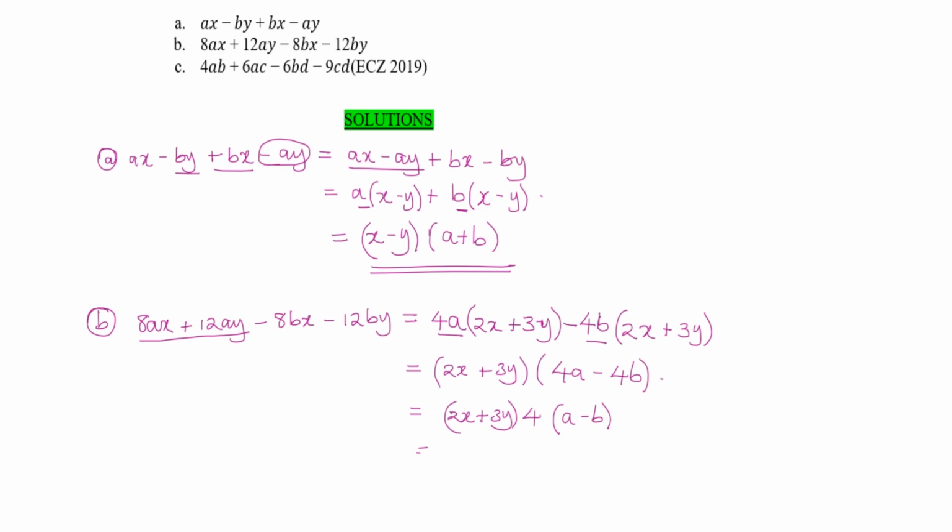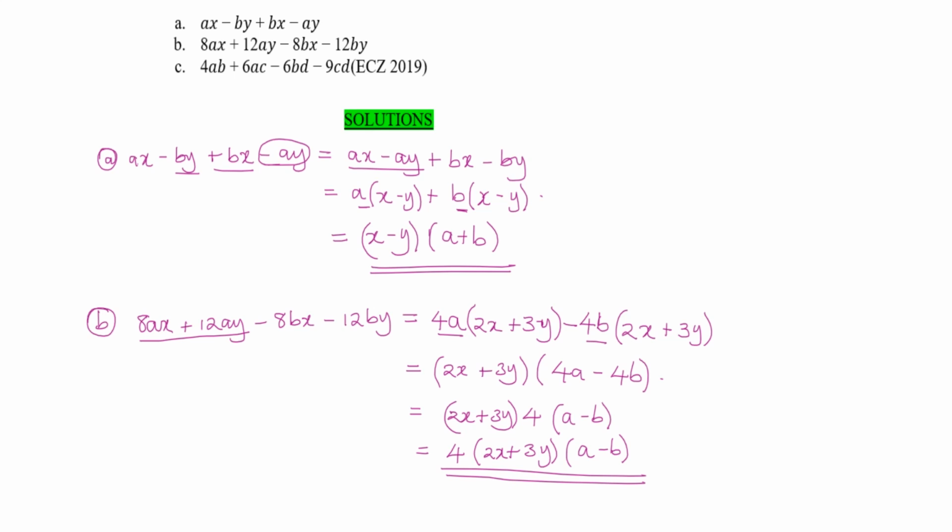Rewriting it nicely and correctly, the 4 should be in front. Then we can say 2x plus 3y. Then here we have a minus b in brackets. Okay, and this one will be our answer.